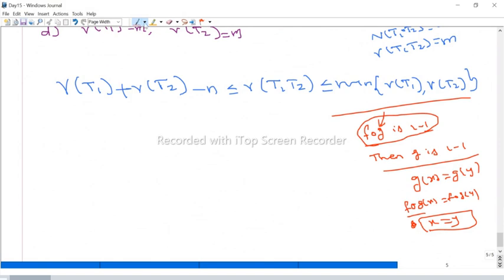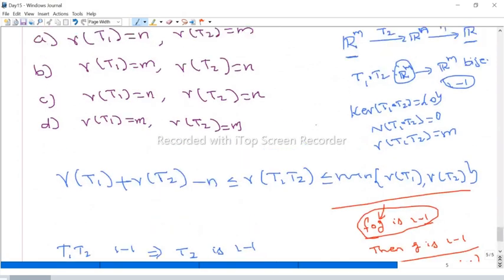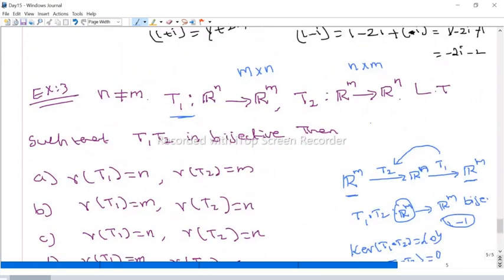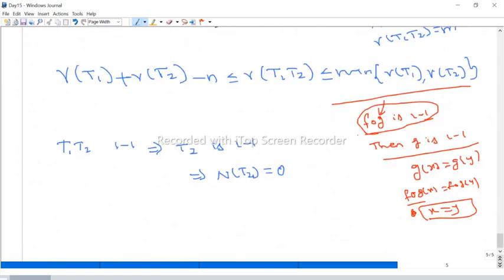Clear? Now in our problem, it is given that T1 composition T2 is bijective. We take the one-one case, because it is both one-one and onto. Therefore the function T2 is one-one. If T2 is one-one, the null space of T2 is the singleton 0, so the nullity is 0. By the rank-nullity theorem, the domain of T2 is Rm, therefore the rank of T2 should be m.